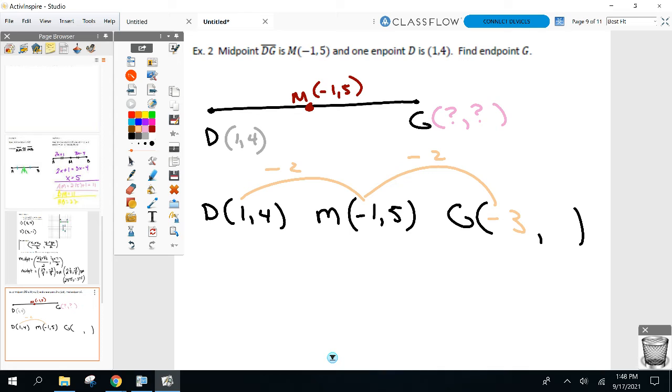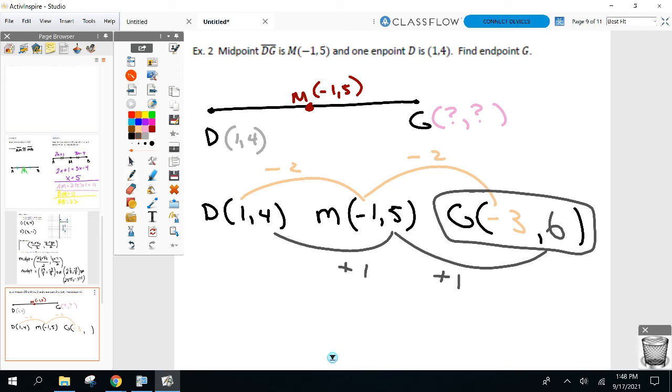All right, what about the y coordinate? You're at 4. Go to 5. How many did you travel? 1. Up or down? Up. Plus 1. How many more units do I need to go to the end if I just went 1 unit to get to the middle? 1 more unit up. Where do I end up on the y-axis? Done. There's point G.